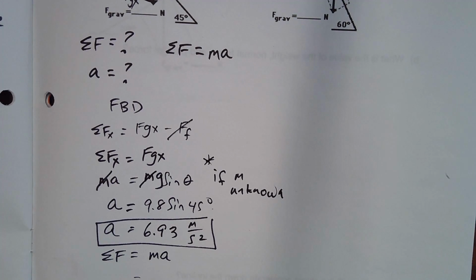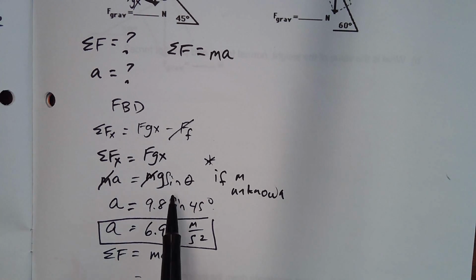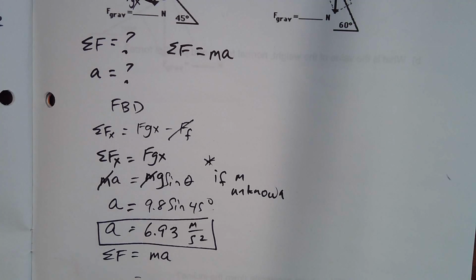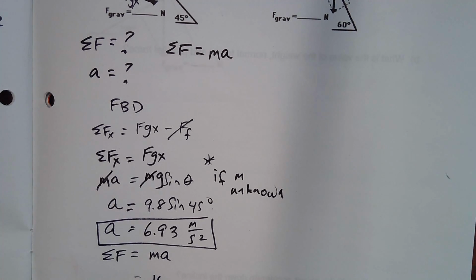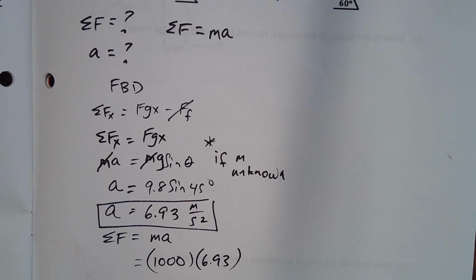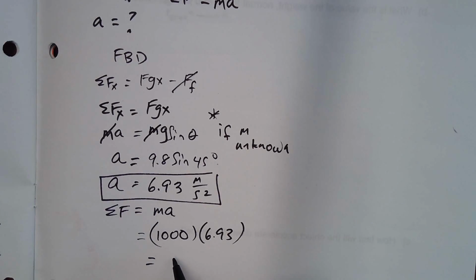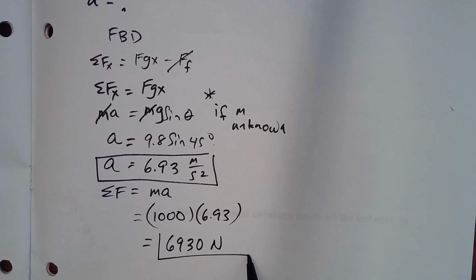Oh, I thought you were doing that just to prove a point. Yeah, I was just making a point there, and you picked it up, Nick, so fast. If mass is unknown, you can cancel it, right? But you can't find the net force if mass is unknown. But we do know the mass, right? So it's 1,000 times 6.93. So that would be 6,930 newtons is the net force.